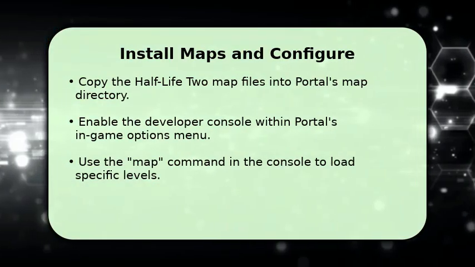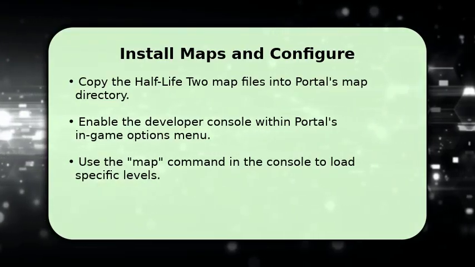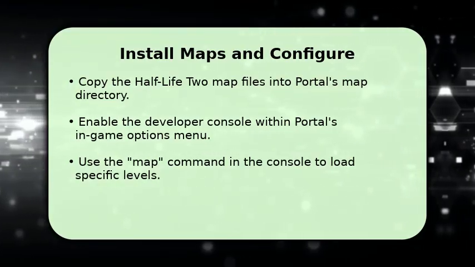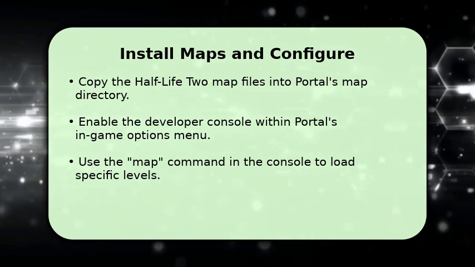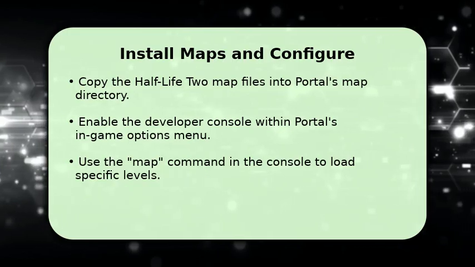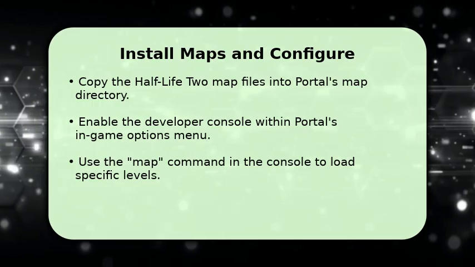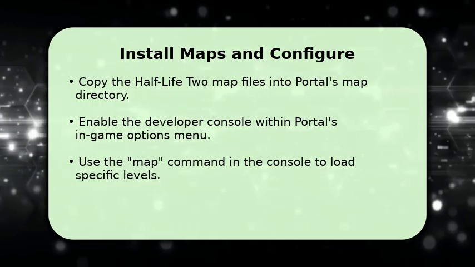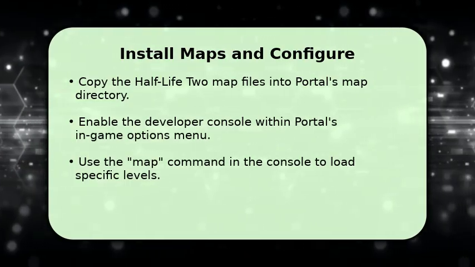Once you have the map files, copy them directly into your Portal game's maps folder. Next, launch Portal and enable the developer console through the advanced keyboard options. With the console open, type map followed by the desired Half-Life 2 map name, such as d1_canals_01, and press Enter. You may also need to enable cheats with sv_cheats 1 to access the portal gun.